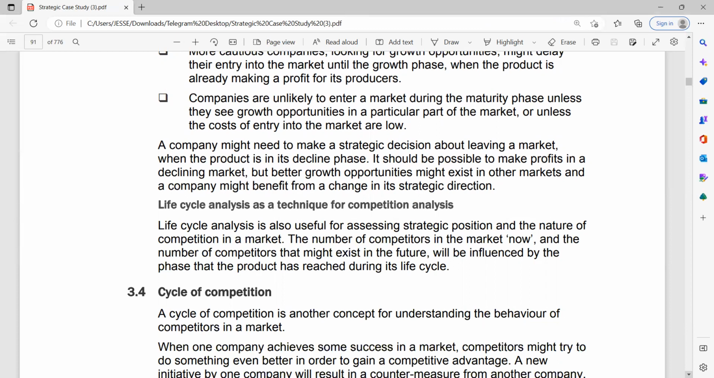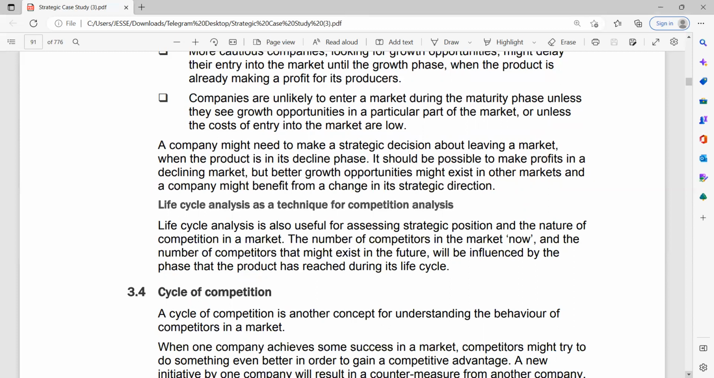Right, we already talked about this. Now let's talk about life cycle analysis as a technique for competition analysis. So this is also another benefit, right? You can use life cycle analysis to assess competition. Life cycle analysis is also useful for assessing strategic position and the nature of competition in the market. You can also look at your product in relation to other products when you are doing your life cycle analysis.